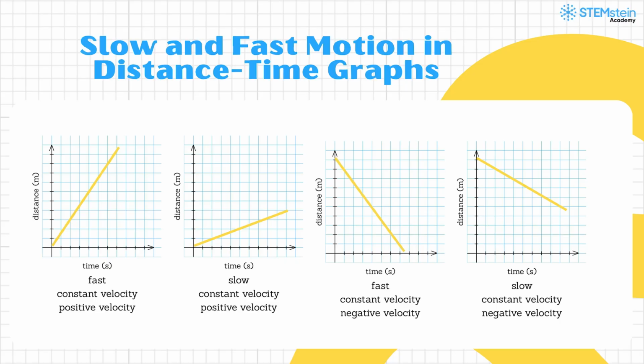Let's look more closely at the diagonal lines. Basically, how slanted a diagonal line is indicates how high the velocity will be. The more slanted, the higher the velocity. And the closer it is to a horizontal line, the lower the velocity. This applies for both positive and negative velocities.